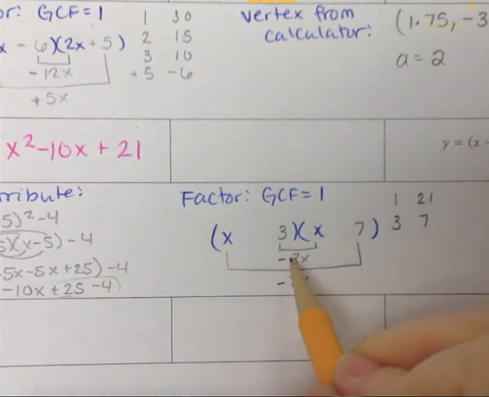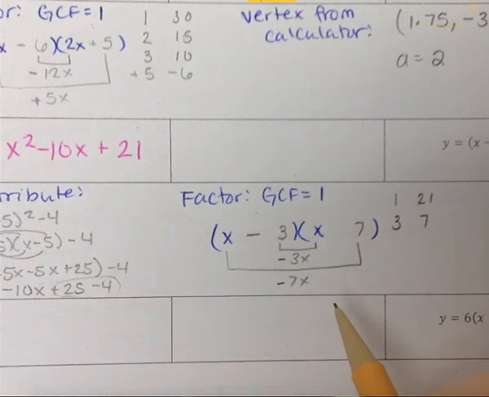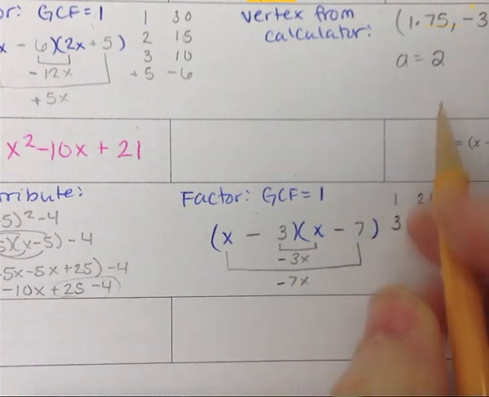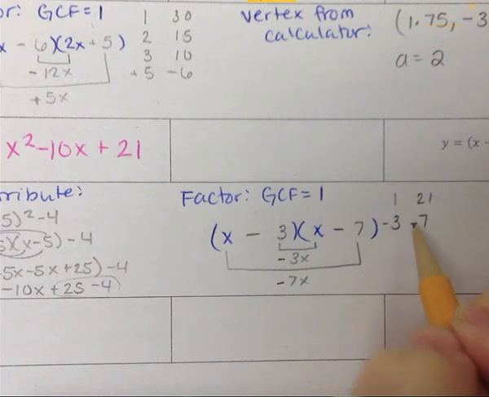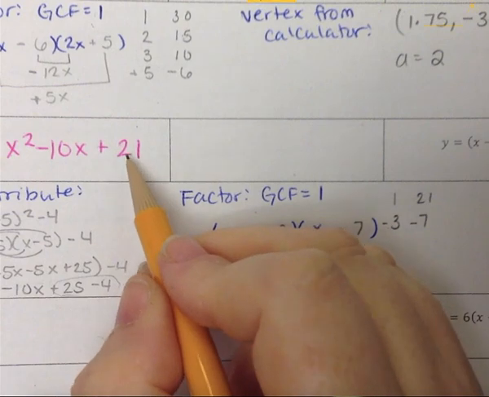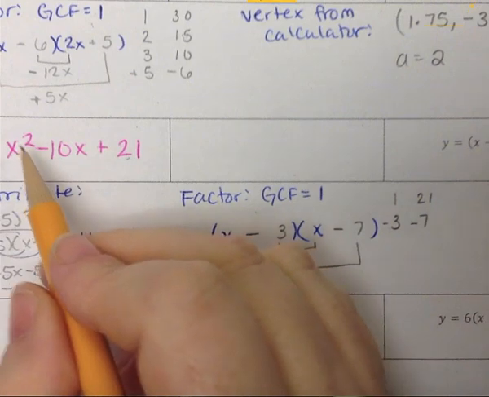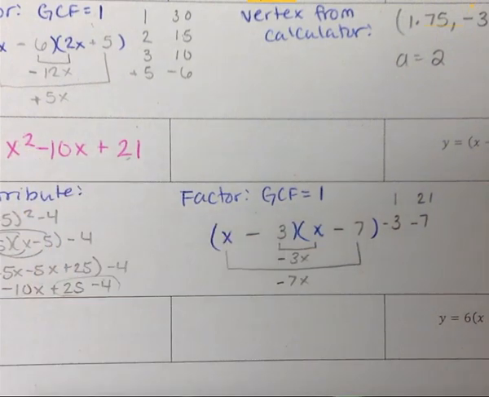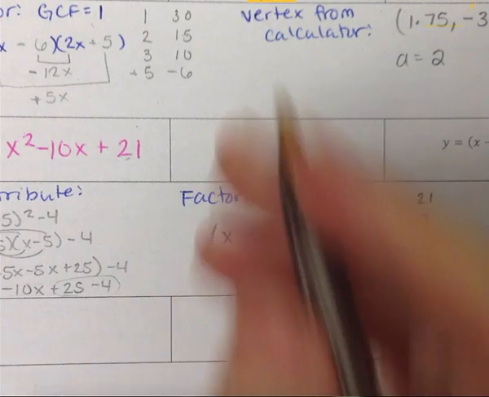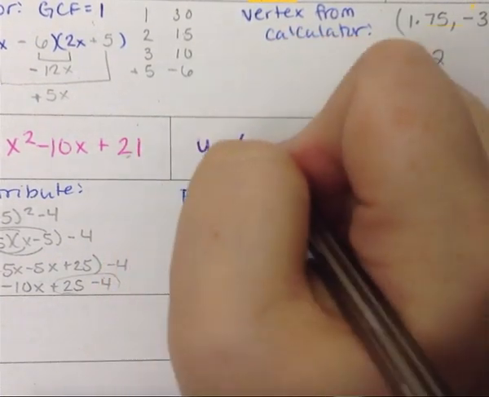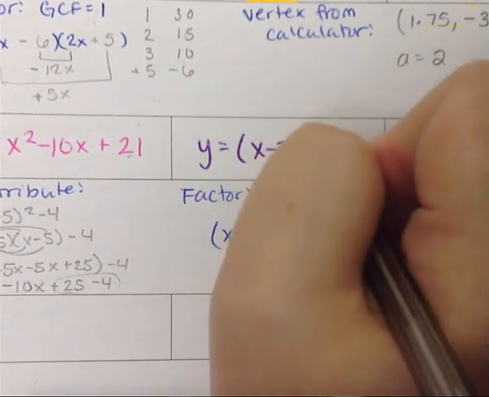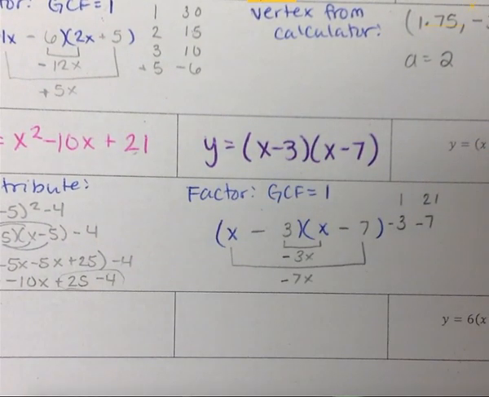So if I make here 3 and x have to give me a negative 3, so I have to have a negative 3 here. And the x and 7 have to give me a negative 7x, so I can have my 7 as negative. So if I come over here, I'll put my negative 3 and negative 7. Negative 3 times negative 7 gives us still that positive 21, so that still works. And then this combined will give us that negative 10. So this is factored. We can write this in factored form as y equals parentheses x minus 3 and parentheses x minus 7. That is factored.